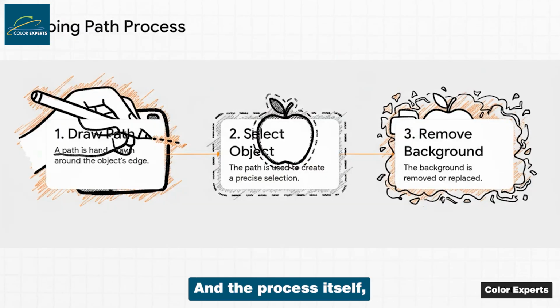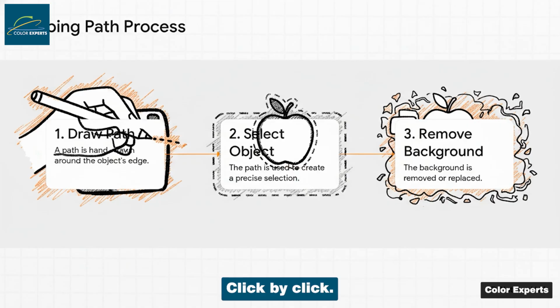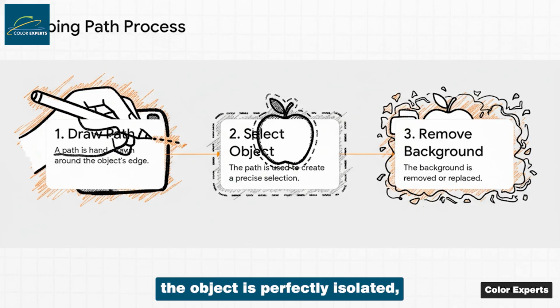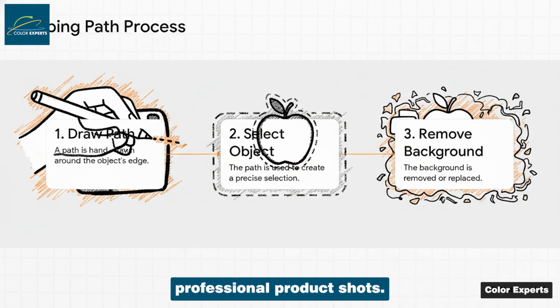And the process itself is pretty painstaking. First, an expert literally draws a path around the object's edge, click by click. Then that path creates a perfect selection, and finally, once the object is perfectly isolated, that messy background can be totally removed or swapped out for something else. It's that manual effort that creates that super clean, crisp edge you see on all those professional product shots.